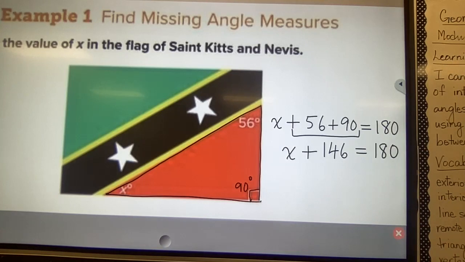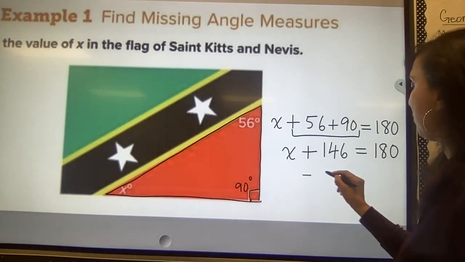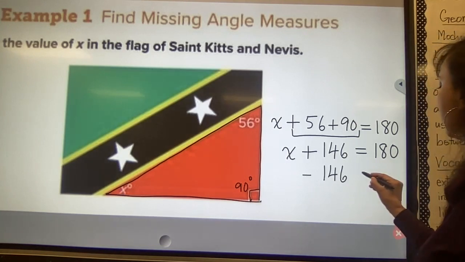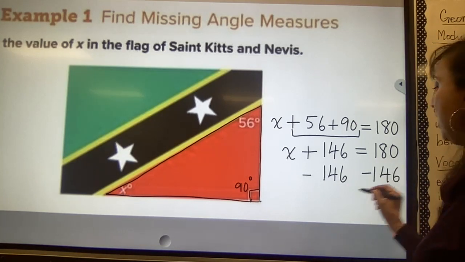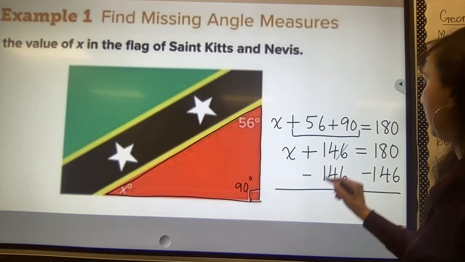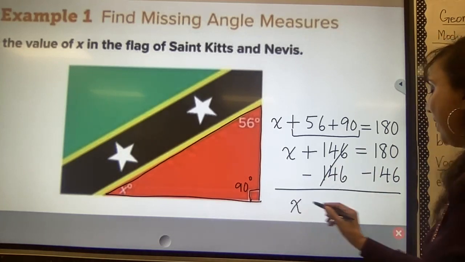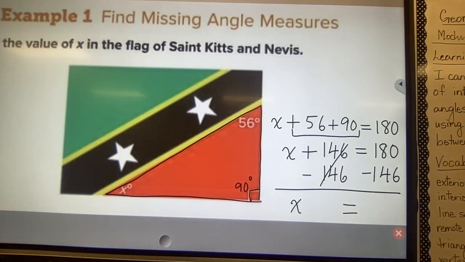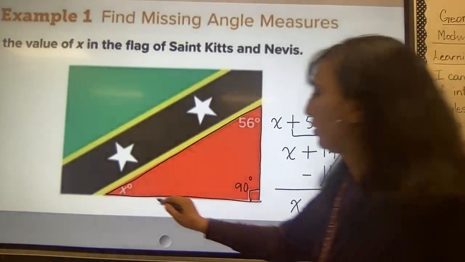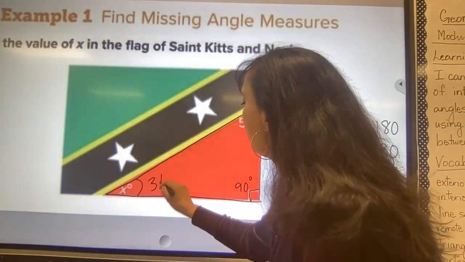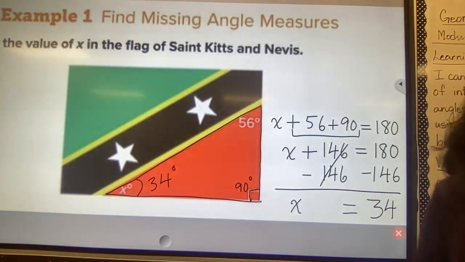And then we are looking at this, and we are going to use the subtraction property of equality. And so we are going to subtract 146 from both sides of the equation. And so this is 0, and x is equal to 180 minus 146, and I get 34. So this angle is equal to 34 degrees.